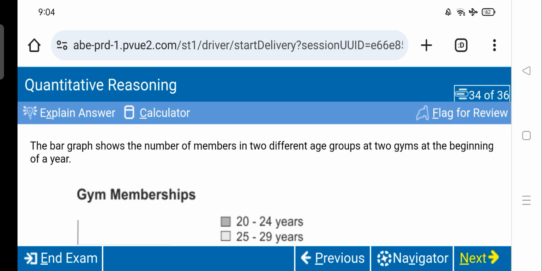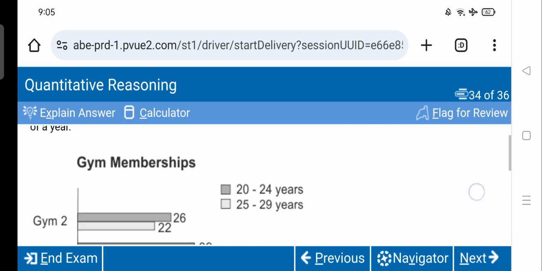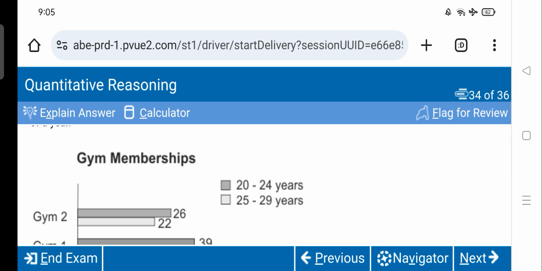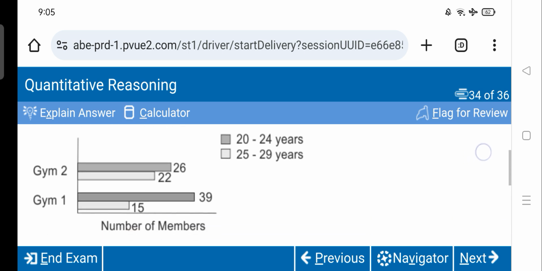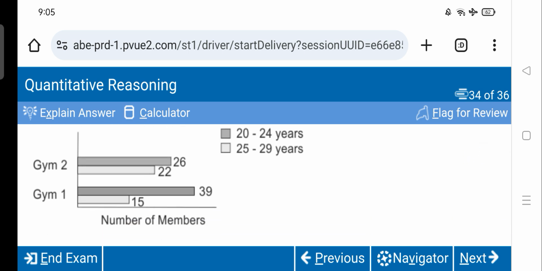Next question is that the bar graph shows the number of members in two different age groups at two gyms at the beginning of a year. So here we have gym memberships, 20 to 24 years, 25 to 29 years. Then we have gym 2 and gym 1.